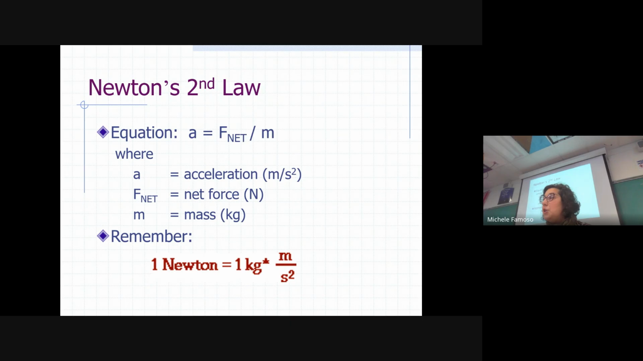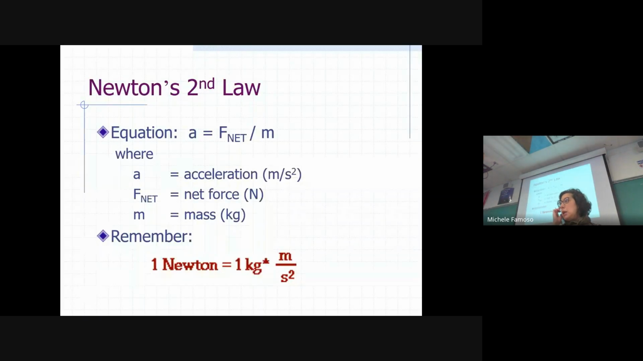Now remember, a newton is a derived unit, a kilogram times a meter per second squared. So if I were to change out this net force value from newtons to kilogram meters per second squared, and the mass is in kilograms, then the kilograms will cancel out, leaving us with the unit of acceleration, which is meters per second squared. So that would be the dimensional analysis applied to that particular equation. Okay? Any questions?